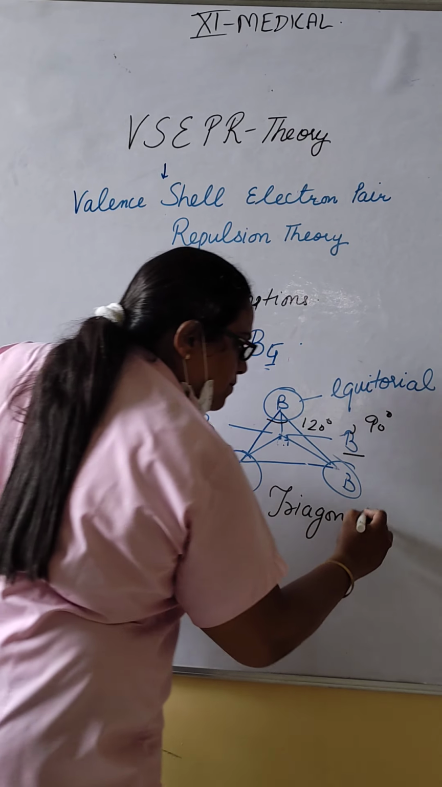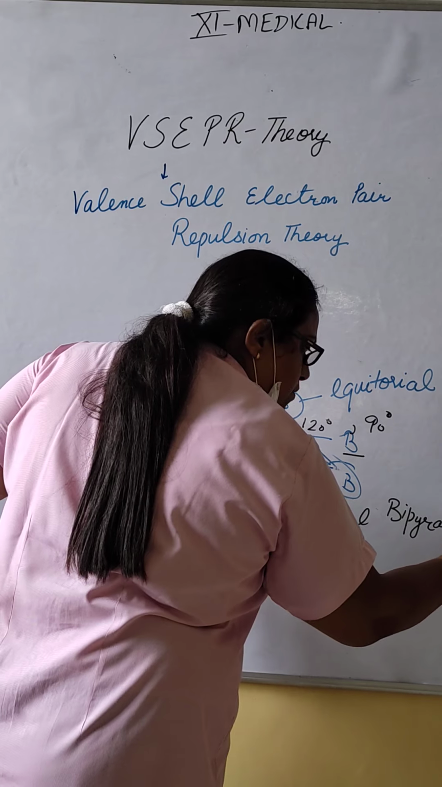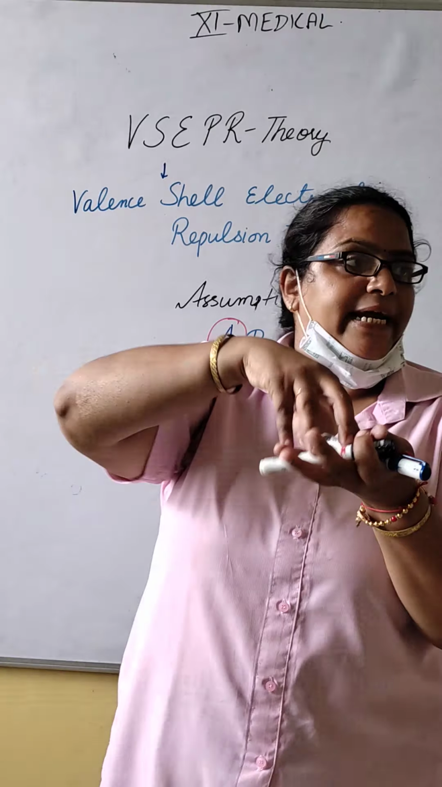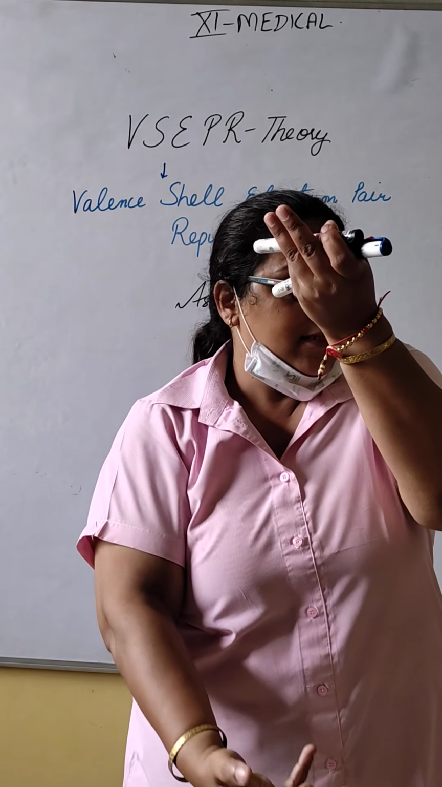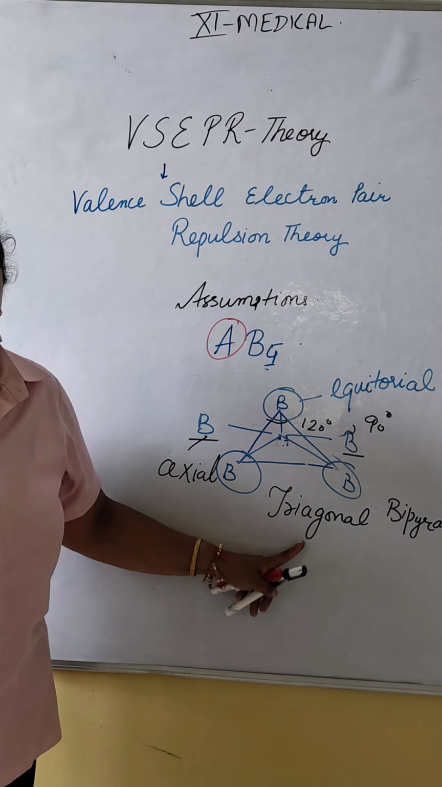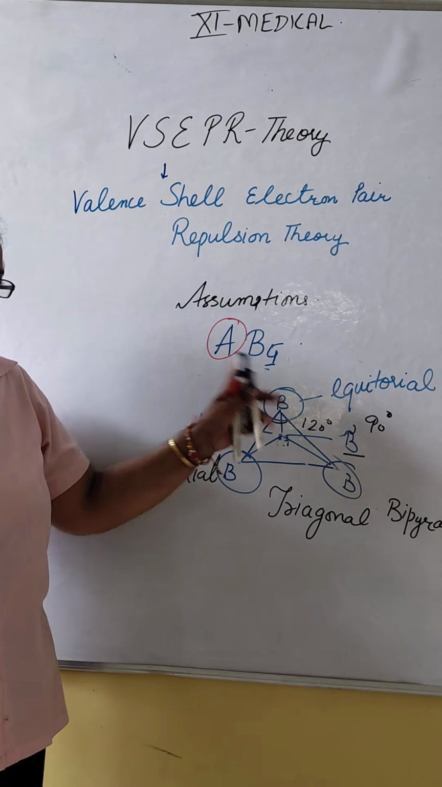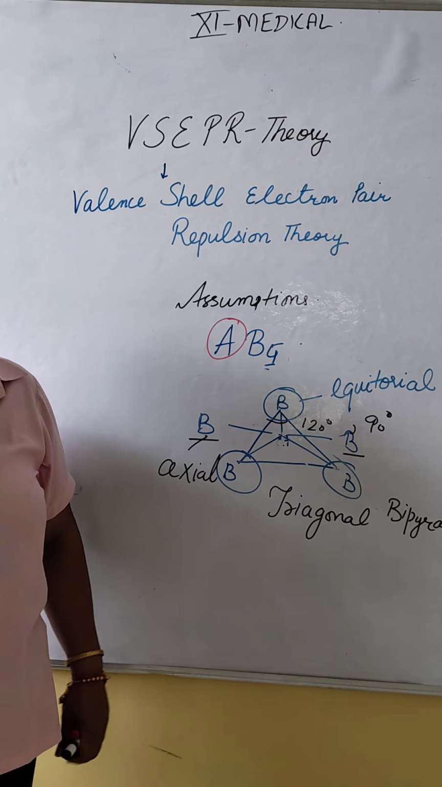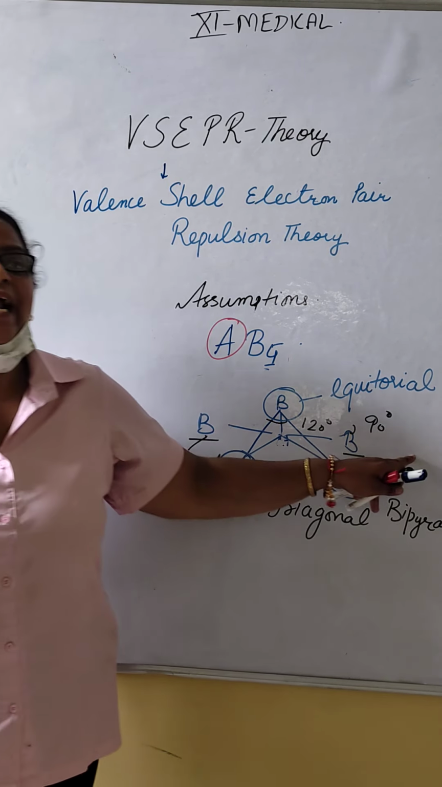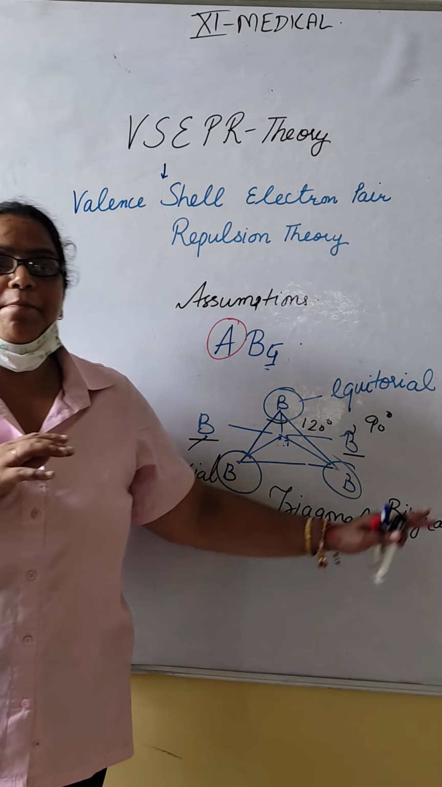Trigonal bipyramidal. You remember the pyramid shape? So one pyramid is above and one pyramid is below. That's why the name of the shape geometry is trigonal bipyramid. How many atoms are present around the central atom? 5. Bond angle will be 120 degree and 90 degree. Geometry will be trigonal bipyramid.